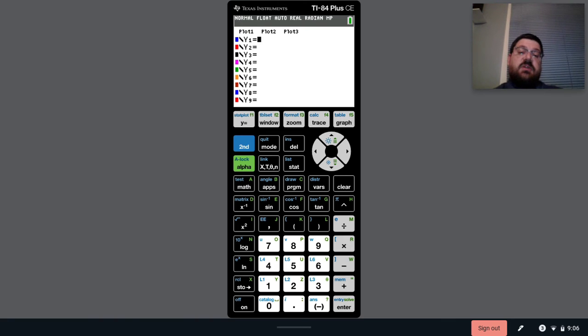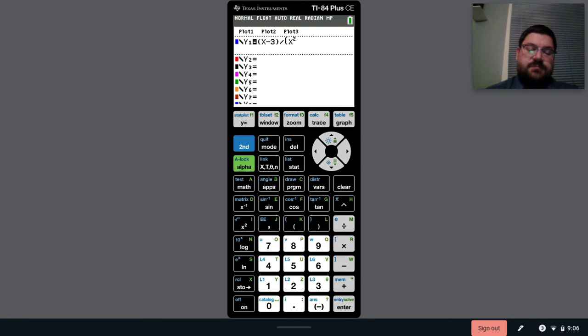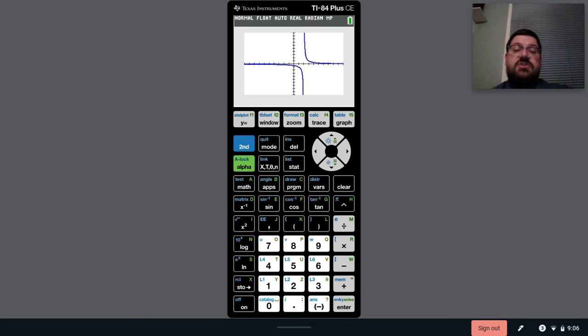So we're going to go in and we're going to plot that function, x minus 3 divided by x squared minus 5x plus 6. Remember, the parentheses top and bottom are important here. If we look at the graph, it shows a hyperbolic function, similar to rational functions we've seen in the past.